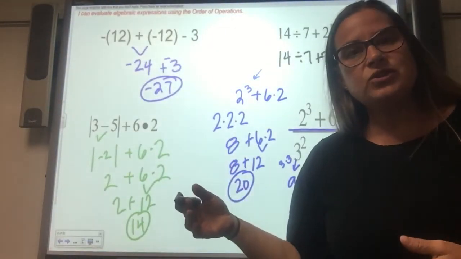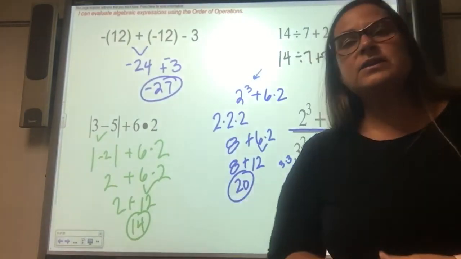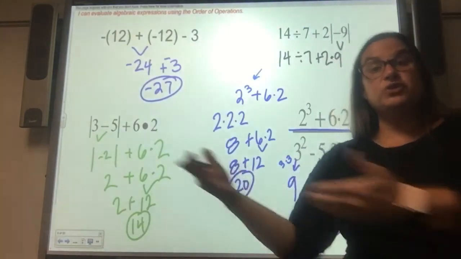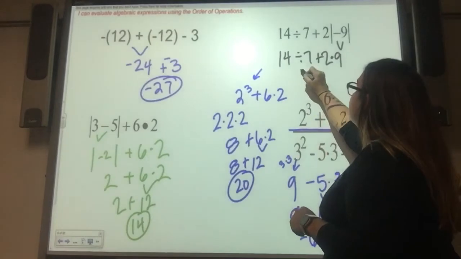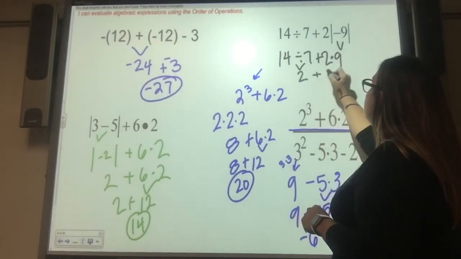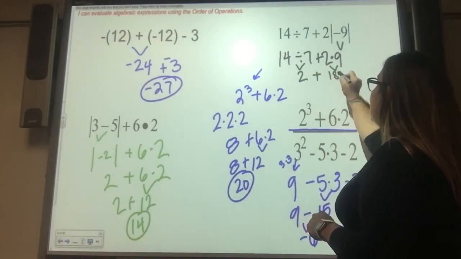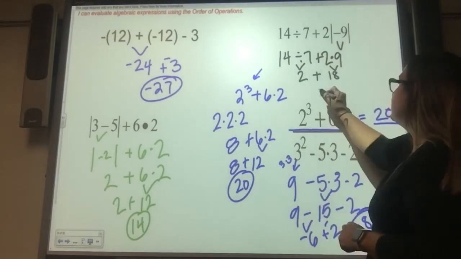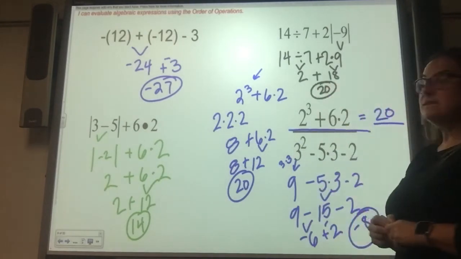Next in the order of operations is exponents. There aren't any. So we're going to work with the multiplication and division, working left to right. 14 divided by 7 is 2. 2 times 9 is 18. 2 plus 18 is 20.